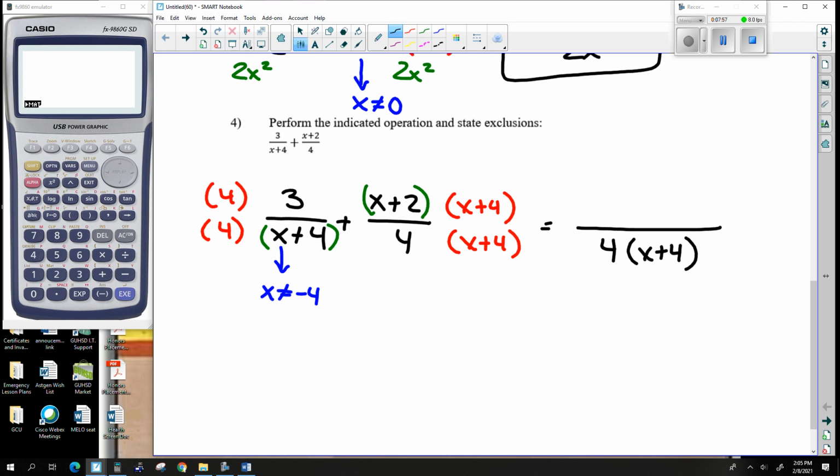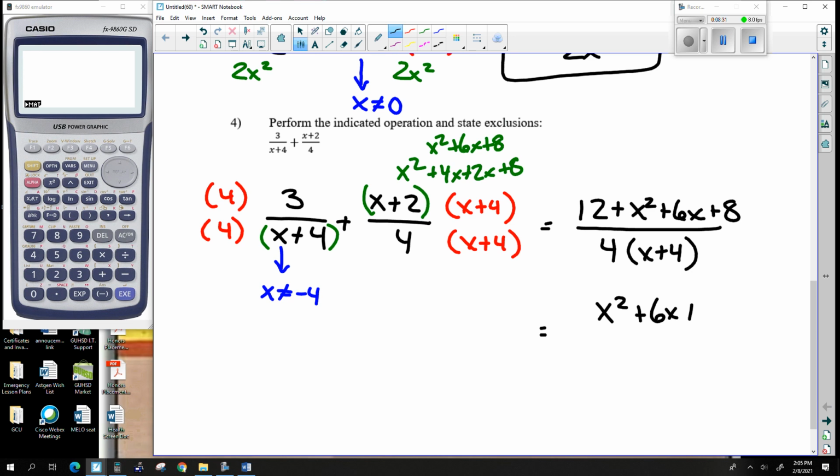The left-hand side is 4 times 3, which is 12. The right-hand side is x times x, x times 4, 2 times x, and 2 times 4. Or AKA, they multiply to 8 and add to 6. So this is plus x squared plus 6x plus 8. And so doing one little minor cleanup step, this numerator is x squared plus 6x plus 20. There it is.